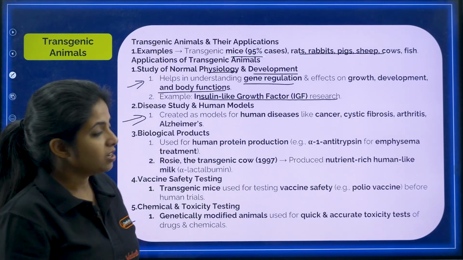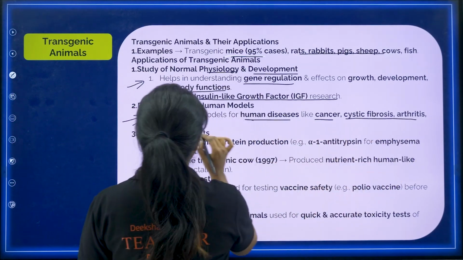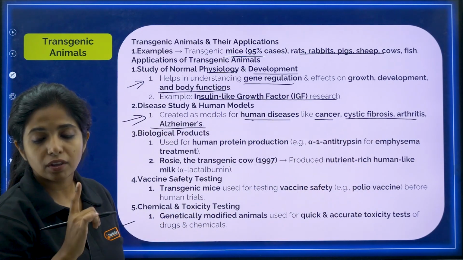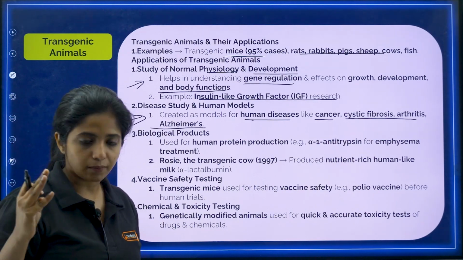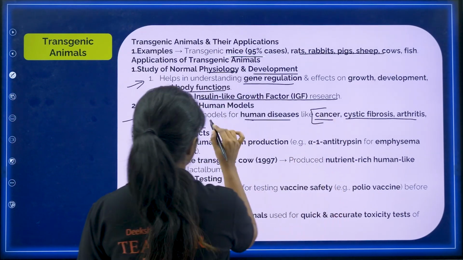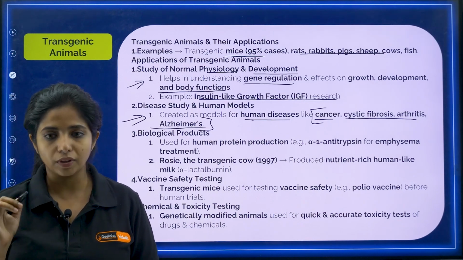So it is created as models for human diseases like cancer, cystic fibrosis, arthritis and Alzheimer's. Please remember the names of these diseases: cancer, cystic fibrosis, arthritis and Alzheimer's. Okay, so all these things were being researched with the help of what? Transgenic animals.